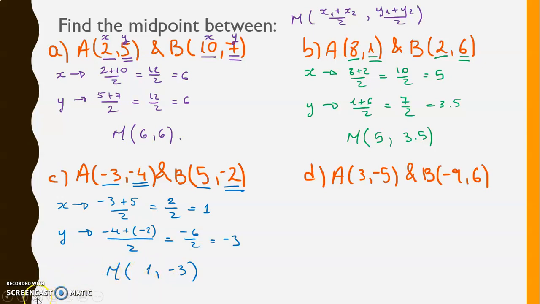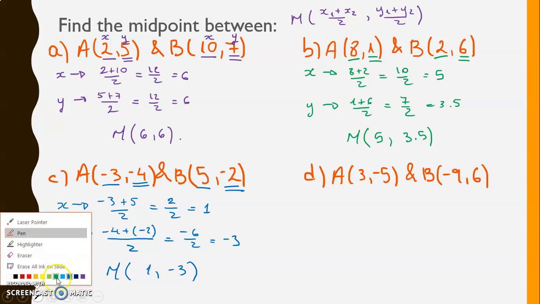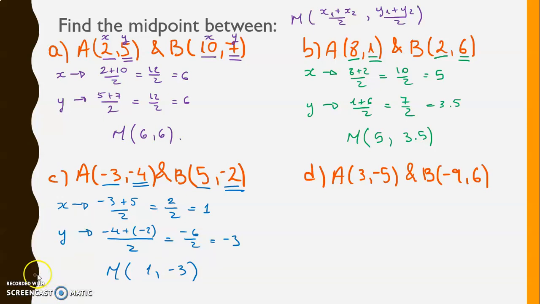And the last example, let's choose orange for the last example. So x will be given by the mean between the x coordinates of A and B. So it's 3 plus minus 9 over 2. Now plus minus is negative, so it's the same as 3 minus 9. 3 minus 9 is minus 6 over 2, which is minus 3.